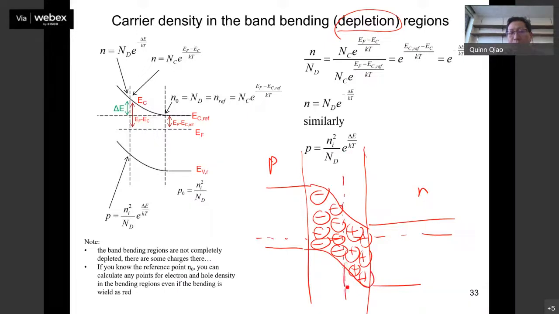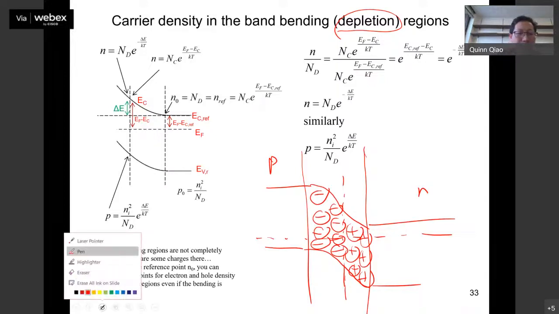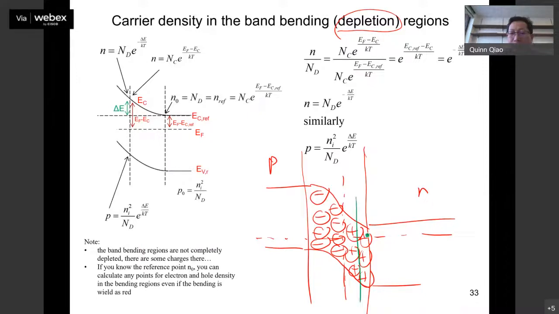This is a separation between them, right? And then the depletion does not happen uniformly. Close to these regions, if you think about close to here, it's not fully depleted, okay? Close to here, it's not fully depleted. In the center, they are fully depleted, okay? That's what this slide is about.